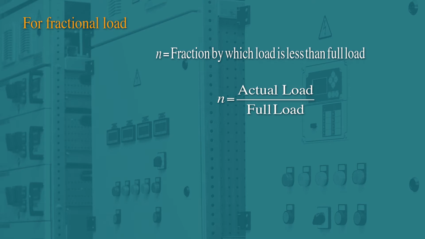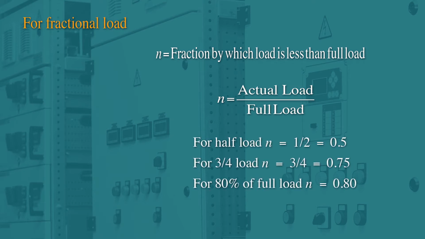This N can be written as N is equal to actual load upon full load. So for half load, N is equal to 1 by 2, or you can say 0.5. For 3 by 4 load, N equals 3 by 4, or it can be written as 0.75. Suppose it is asked that you find out the efficiency at 80% of the full load. So what will be the value of N? The value of N is equal to 0.8.